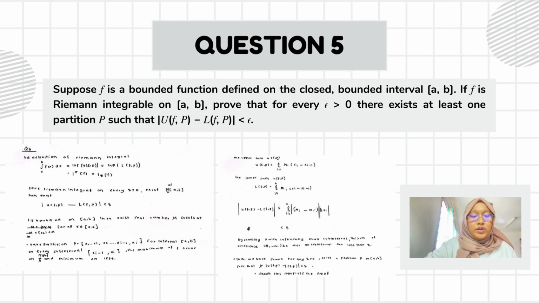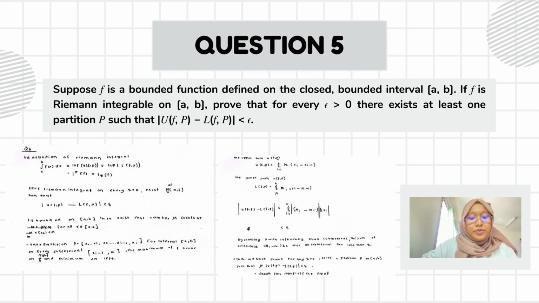For question 5, the question asks us to prove that for every epsilon greater than 0, there exists at least one partition P such that the upper sum minus the lower sum is less than epsilon. So as we know, the Riemann integral is the infimum of the upper sums, which is equal to the supremum of the lower sums. Then since f is Riemann integrable, for every epsilon greater than 0, there exists a partition of interval [a, b] such that the upper sum minus the lower sum is less than epsilon.